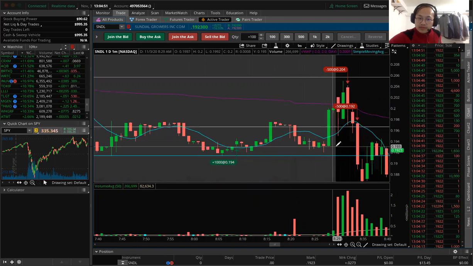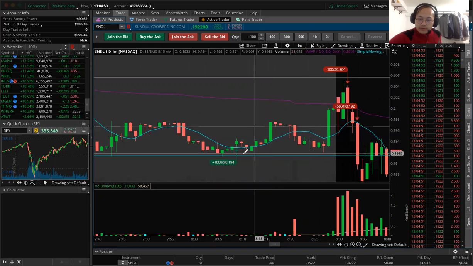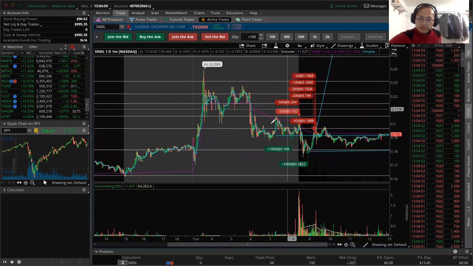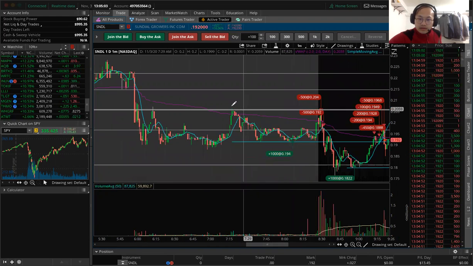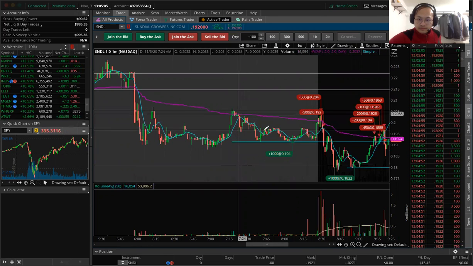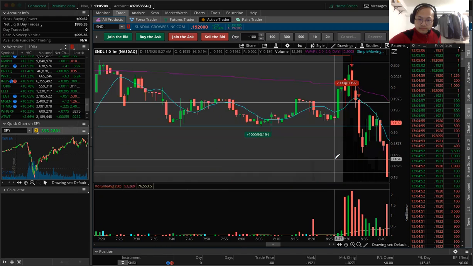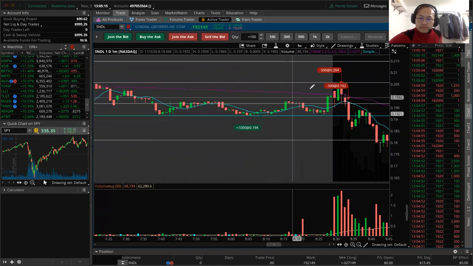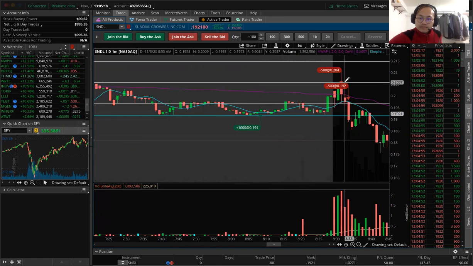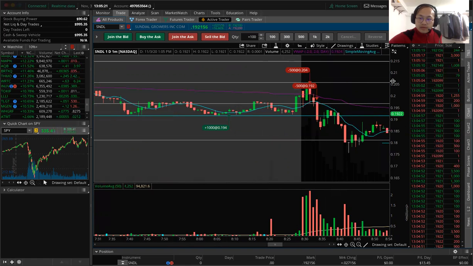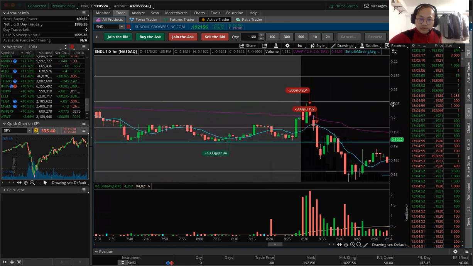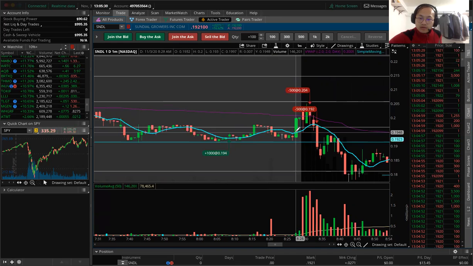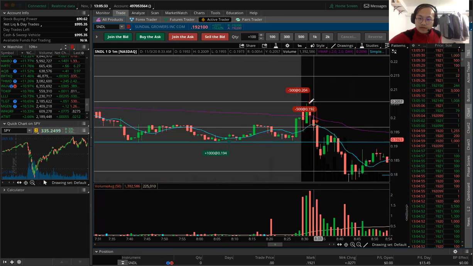Again, another ABCD right here. Higher lows. And this time, this part is B. This part is C. And A is here for this one. So I took my first profits at 204, which was ideal because it would have gone along with the 1 to 3 risk reward that I mentioned.